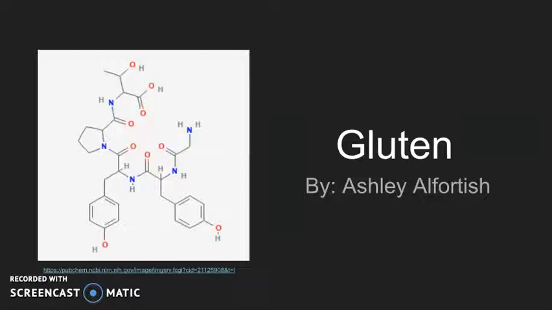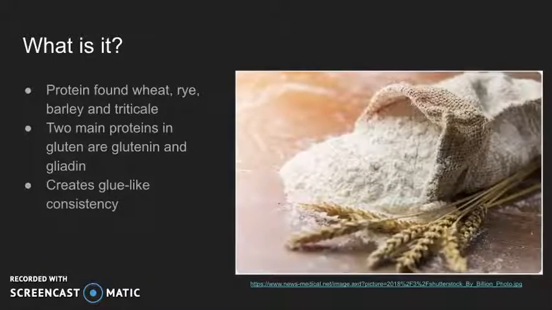For my presentation, I'm going to be talking about gluten. The first question I would like to answer is, what is it? Gluten is the name for proteins that are found in wheat, rye, barley, and triticale, which is a cross between wheat and rye. The two main proteins found in gluten are glutenin and gliadin.